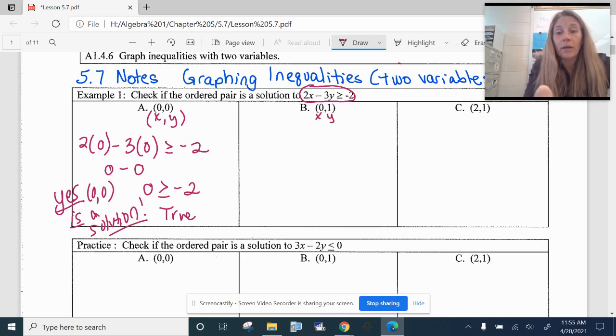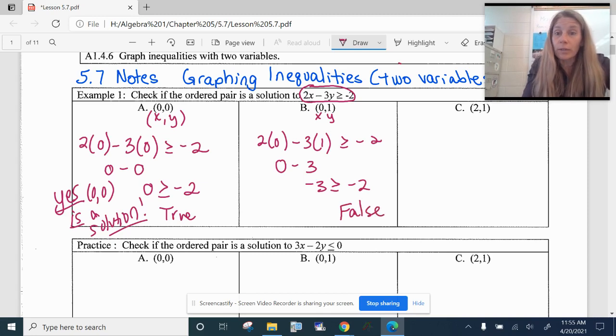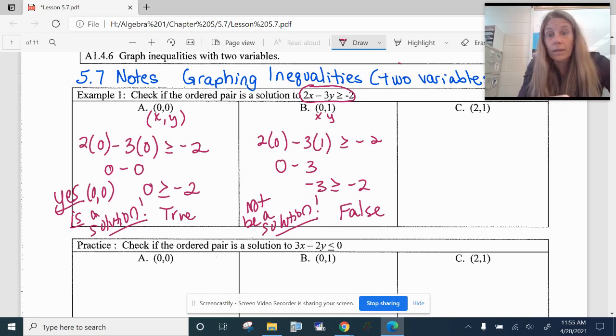Now we can try this again for another point. So here we have 0 for the x, but this time we have a 1 for the y. Now in this situation, we end up with 0 minus 3, which is negative 3. And negative 3 is not greater than or equal to negative 2 because it's less than negative 2. So this would not be a solution. So this ordered pair, 0 and 1, is not a solution to the inequality.